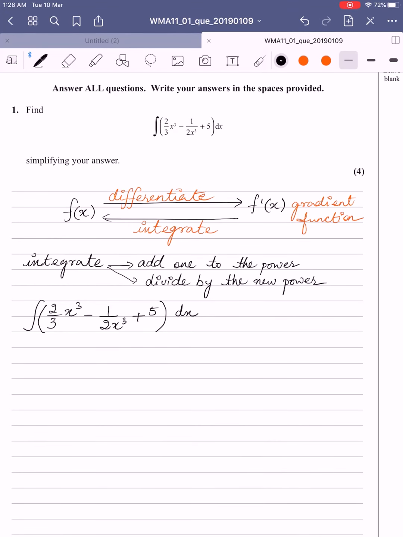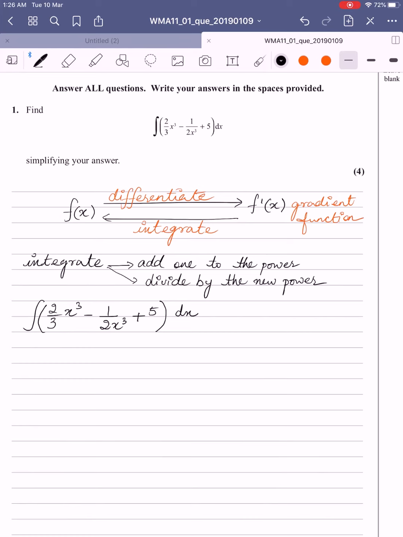Hi, in question number 1, we need to integrate 2 divided by 3x cubed minus 1 upon 2x to the power of 3 plus 5 with respect to x. Before we start with integration, we need to understand what is meant by integration.